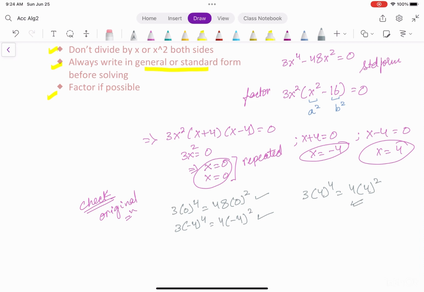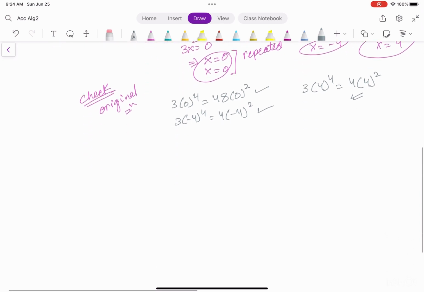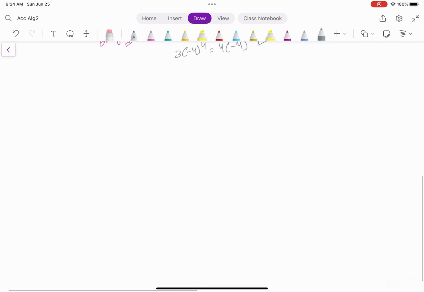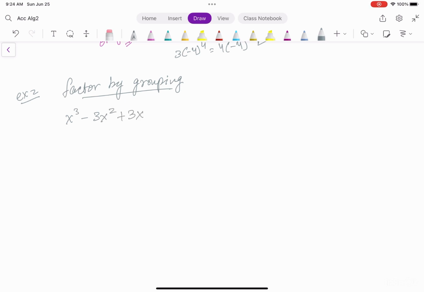Now let's take another example in which we will be factoring by grouping the terms together. So this is called factoring by grouping. So for this example, let's take a cubic function. So when I say a cubic function, that means anything to the power of 3. So when the exponent is 3, that is the highest exponent is 3, that is the cubic function. So in this case, we have 4 terms.